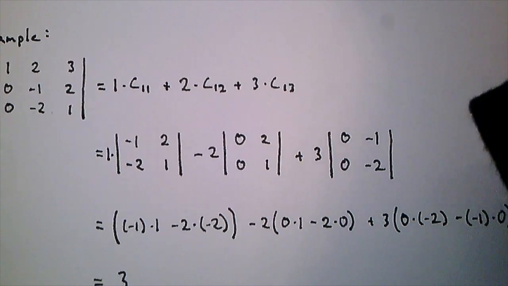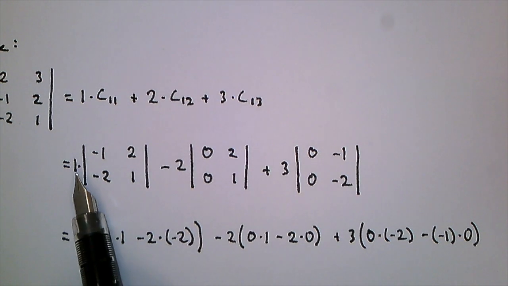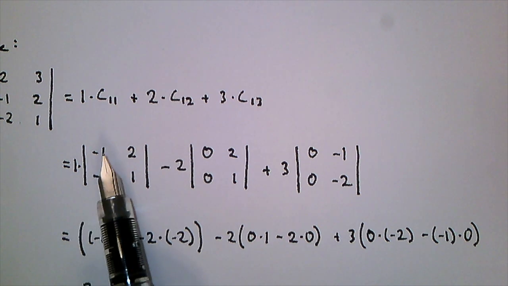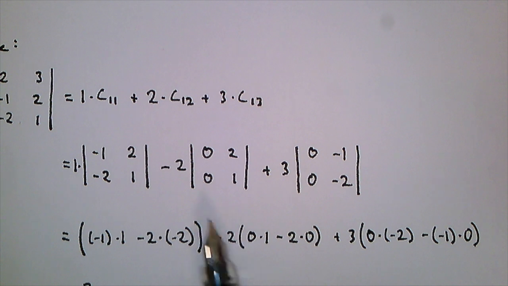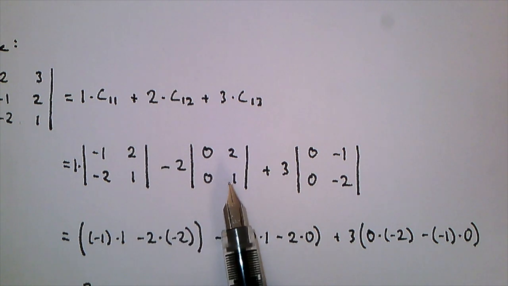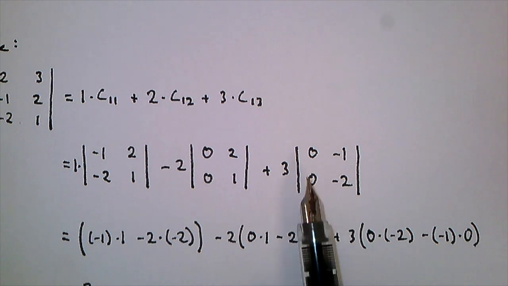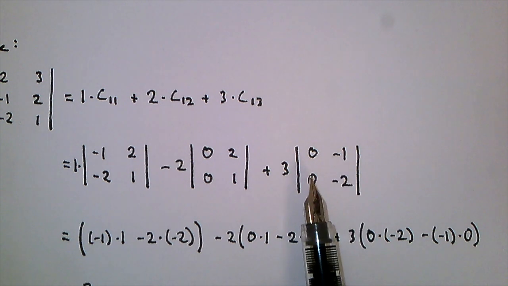On the next row of our work here, I didn't write the 1 down again since multiplying by 1 doesn't do anything, but we do need to multiply minus 1 and 1, and then subtract 2 times minus 2. And then move on to your next determinant. You have the minus 2 carried down, and then 0 times 1 minus 2 times 0. And then bring your plus 3 down, and then multiply by this determinant, 0 times minus 2 minus negative 1 times 0.